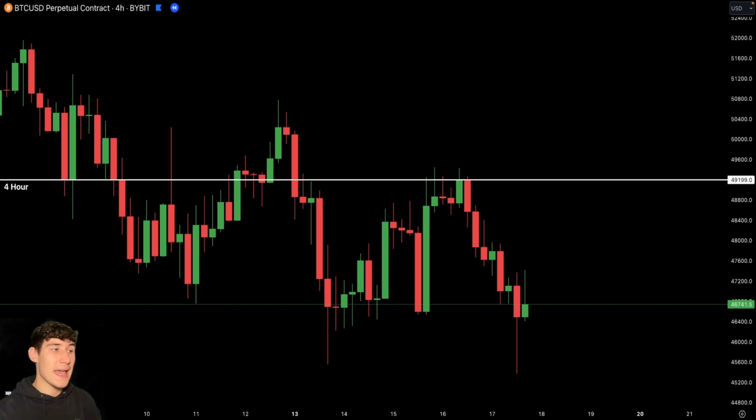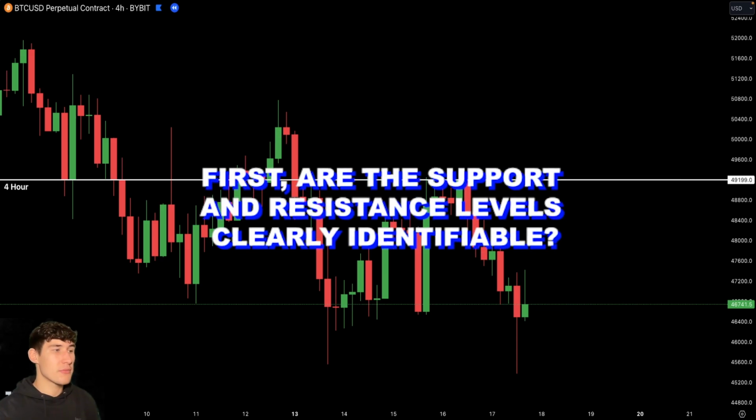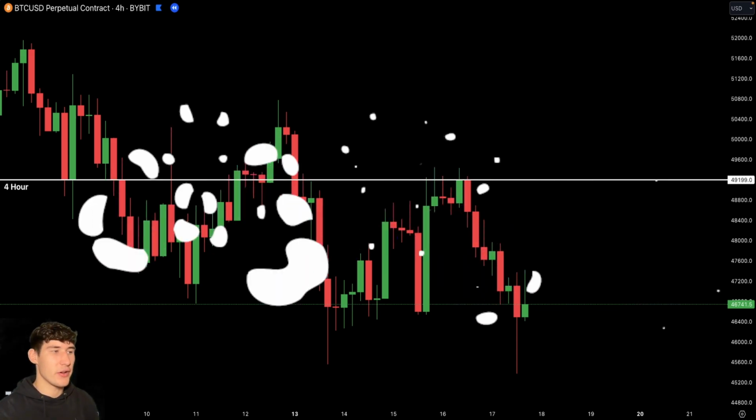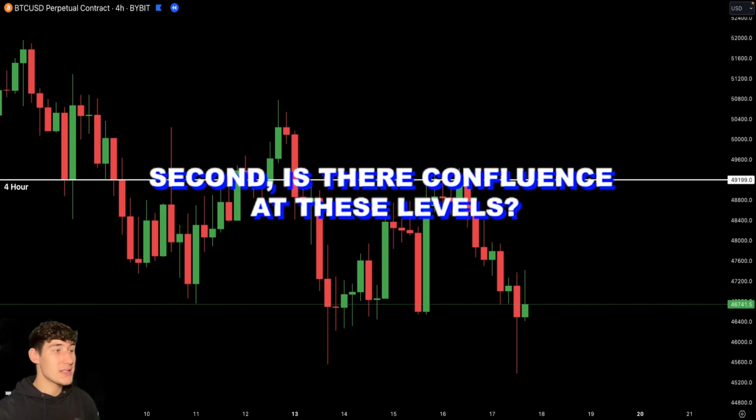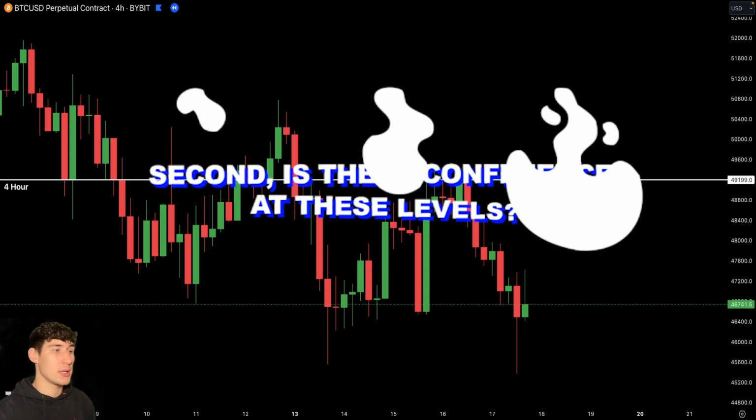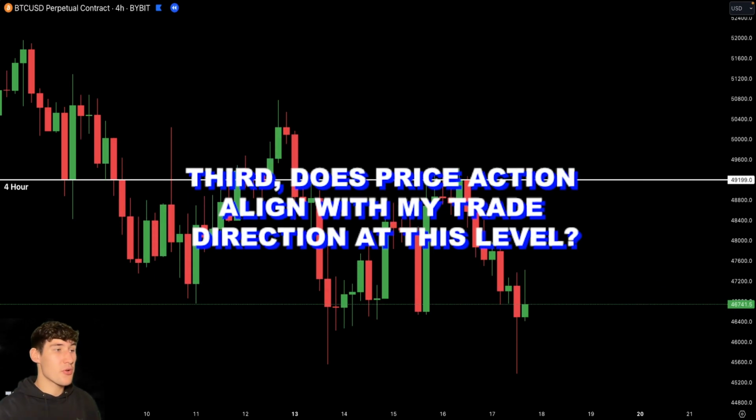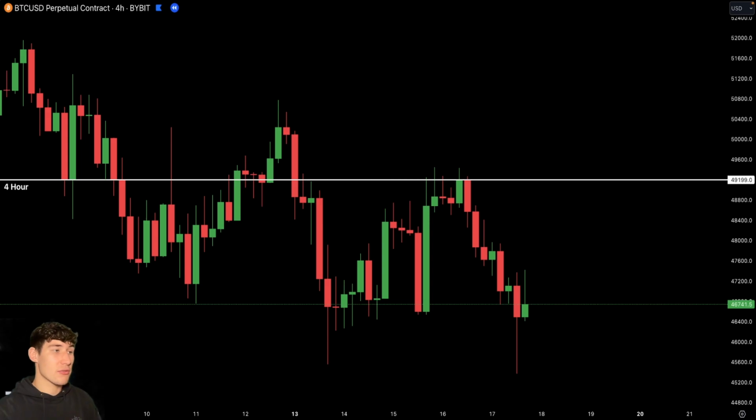Before executing any trade, it's crucial to address three key questions. First, are the support and resistance levels clearly identifiable? Second, is there confluence at these levels? And third, does price action align with my trading direction at this level? If the answer is yes to these three queries, the trade should be executed without emotional influence.